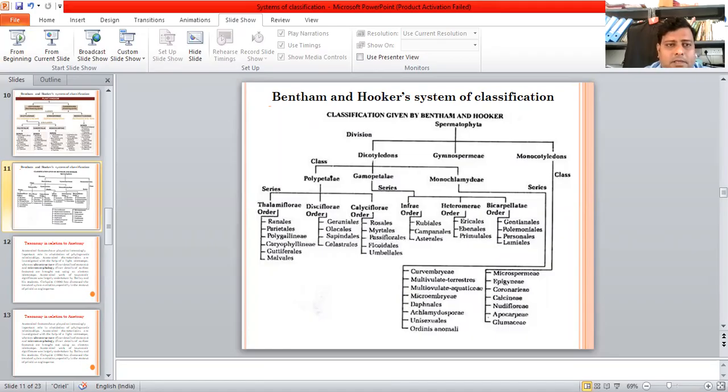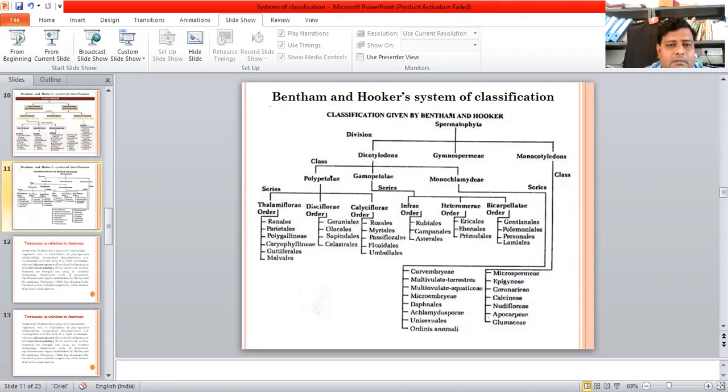Cycadaceae were given. The class Monocotyledonae, the characters which you already know: one cotyledon, closed vascular bundles, parallel venation, trimerous flowers. In this, further it was divided into series Microspermae, series Epigynae, series Coronarieae, series Calycinae, series Nudiflorae, series Apocarpae, series Glumaceae. Series Microspermae, the character: the ovary inferior, seeds are minute. It is further divided into 3 families.